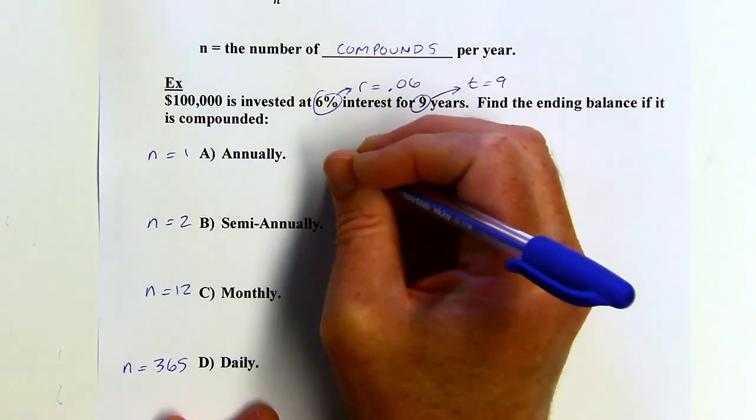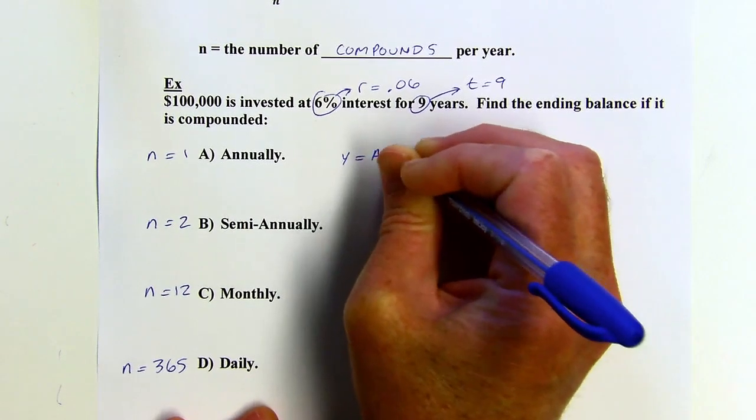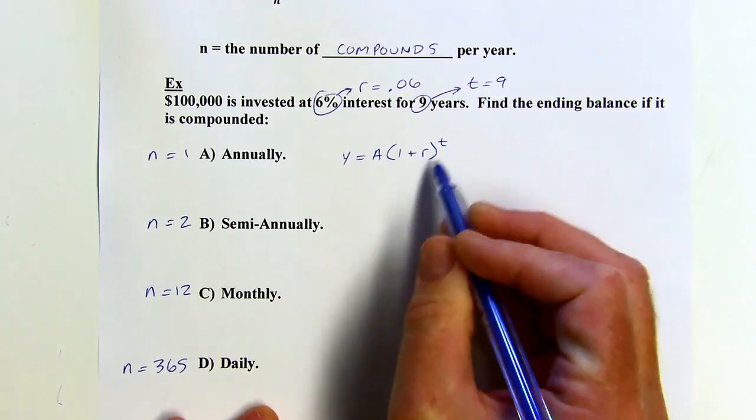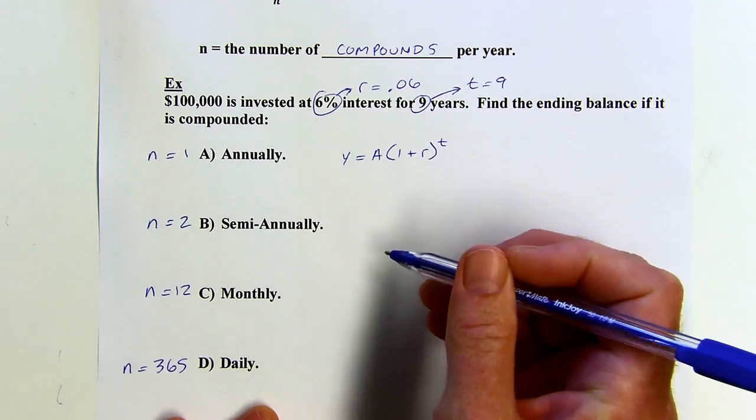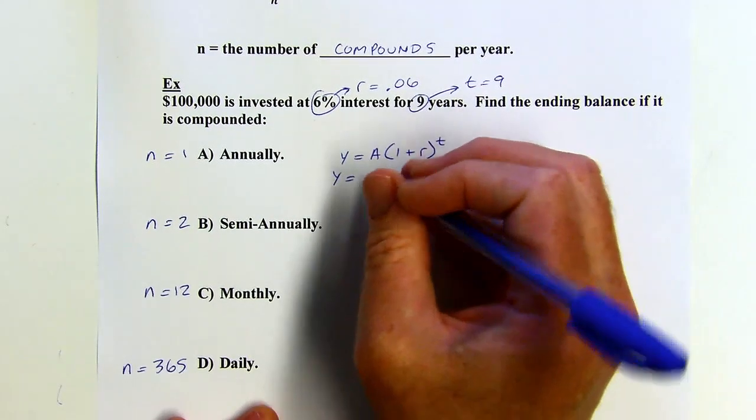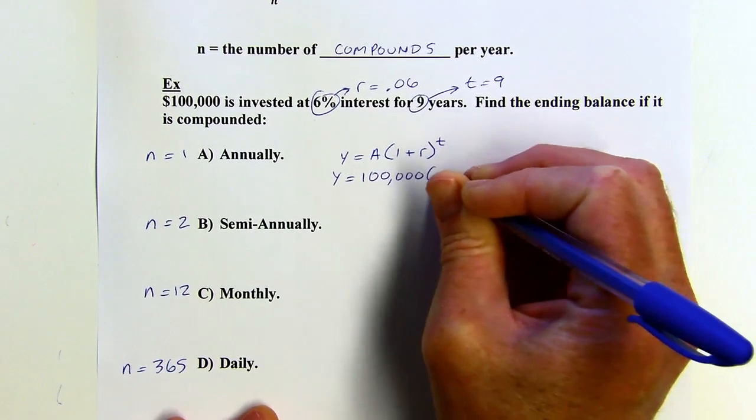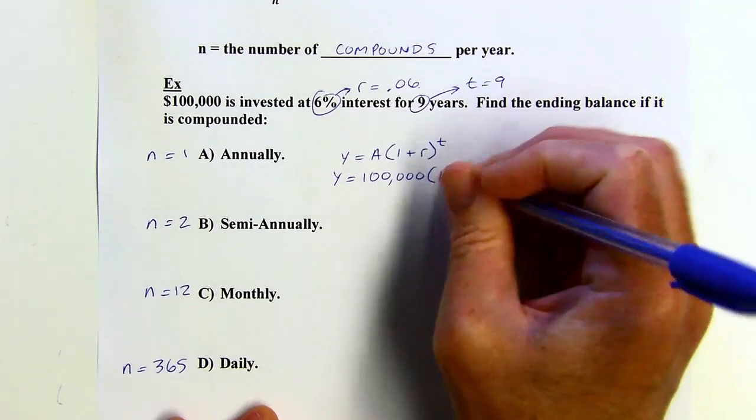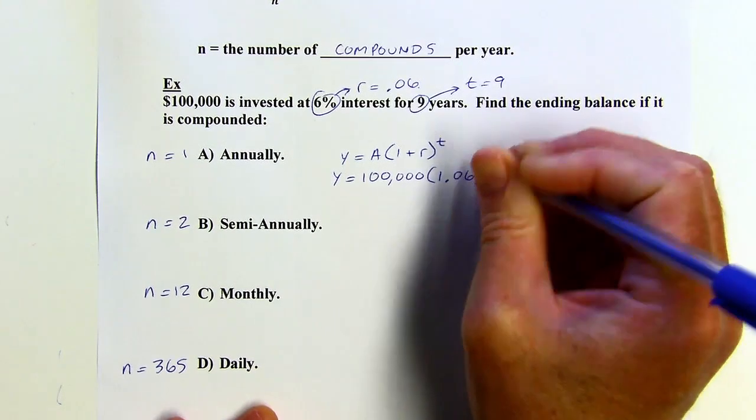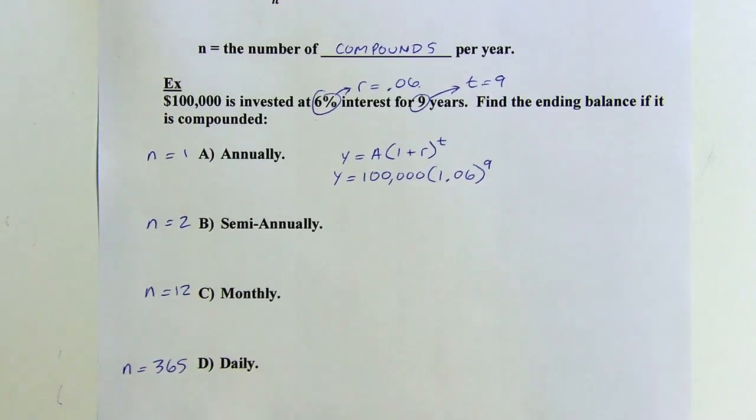you can actually just use our basic growth formula. So I'm just going to use this here. I don't need the n's because if the n's are 1, it's going to simplify to this anyways. So my initial amount then is 100,000, and I've got 1 plus 0.06, so I'm going to call that 1.06, and then 9. Okay. All right. So let's try it out.